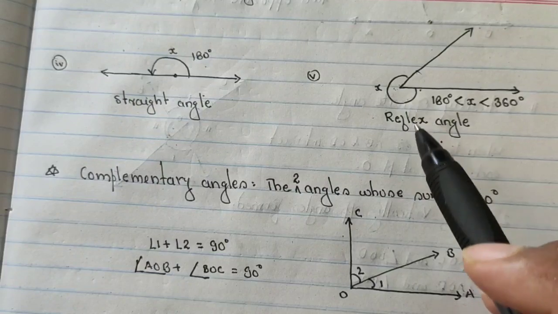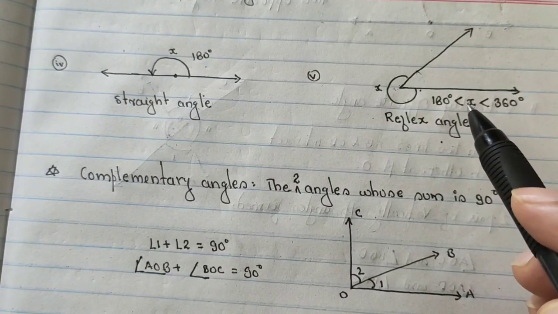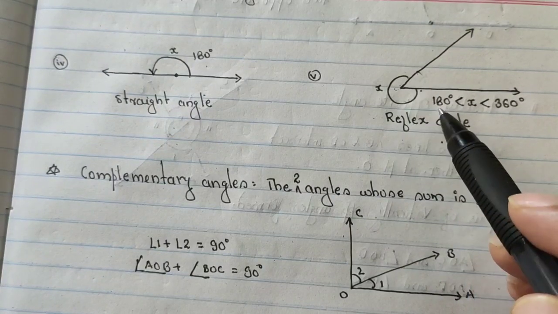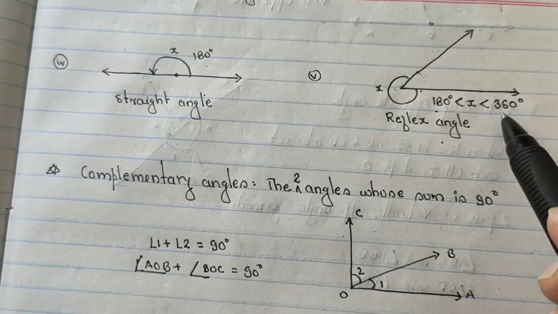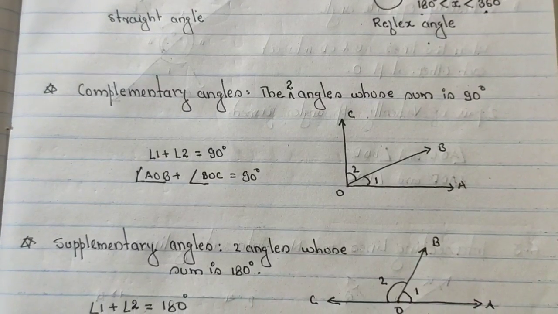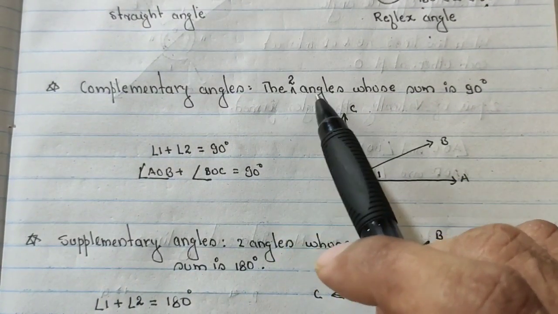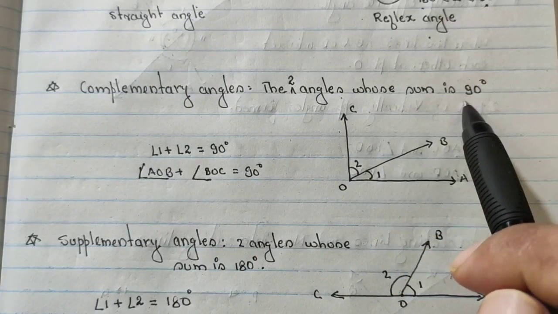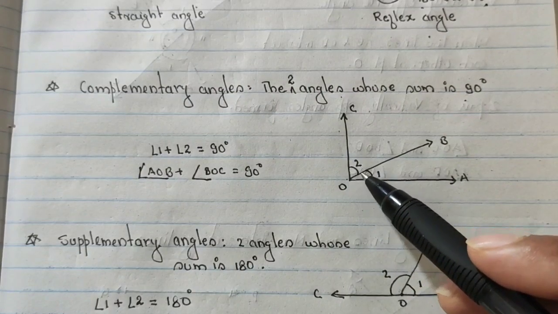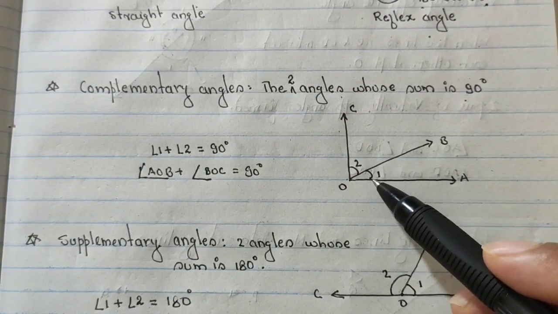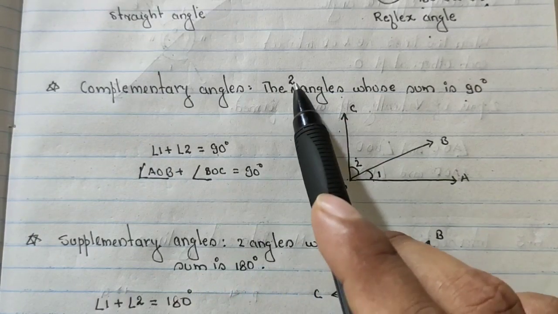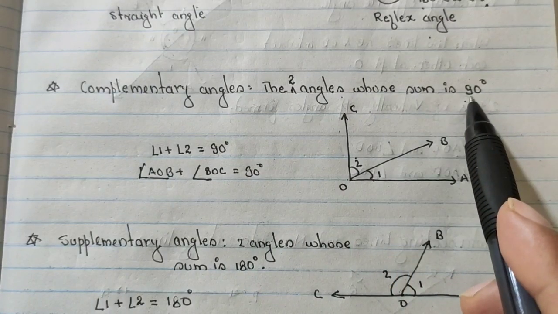So here this reflex angle will get you, suppose I am denoting this x, so this angle x is greater than 180 and smaller than 360 degrees. Now complementary angles are two angles whose sum is 90 degrees. Suppose I am making this a right angle and dividing it into two angles, angle 1 and angle 2. Now angle 1 plus angle 2 is 90 degrees. Two angles whose sum is 90 degrees.